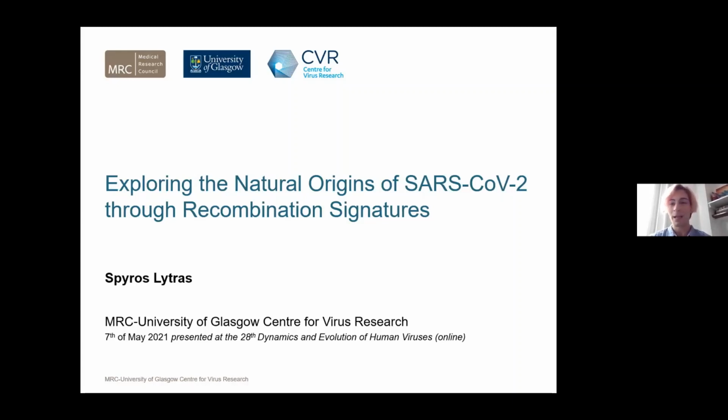My name is Spyros, and I'm a PhD student at the MRC University of Glasgow Centre for Virus Research. And today we'll be talking about exploring the natural origins of SARS-CoV-2 through recombination signatures. I'd like to start off acknowledging all the scientists that have sampled and sequenced all the coronavirus sequences that I'm using in this analysis, because obviously without them, this project wouldn't have been possible.